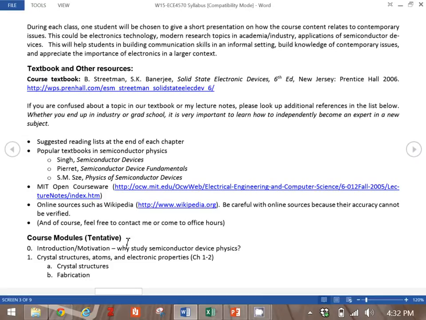The reason I mention these is not because I expect you to have four different textbooks, but sometimes the way that I'm explaining a concept and the way that Streetman explains it will be different, right? In some cases, the way that I'm describing it will be easier to understand. In some cases, the way that Streetman is describing it will be easier to understand. If you get accustomed to reading up on a certain topic from multiple sources, you'll find that you can actually learn things a lot faster.